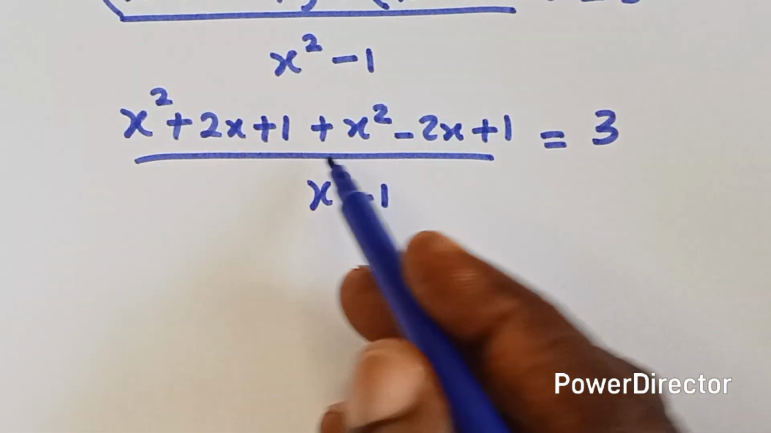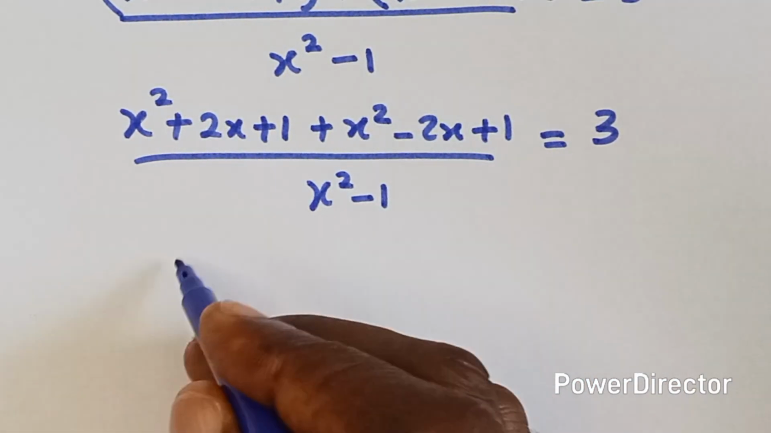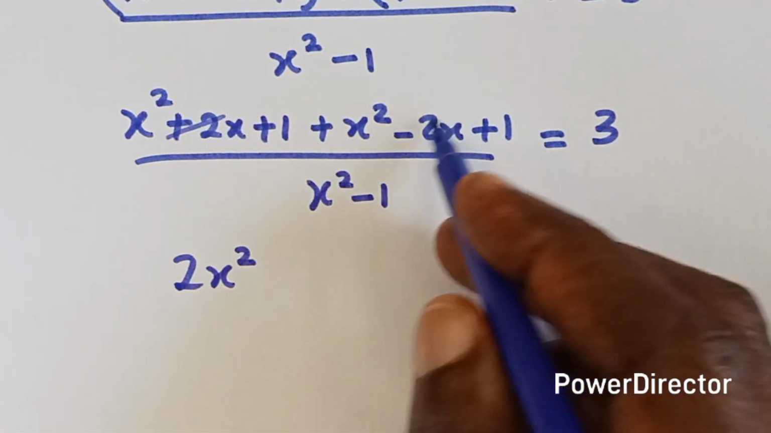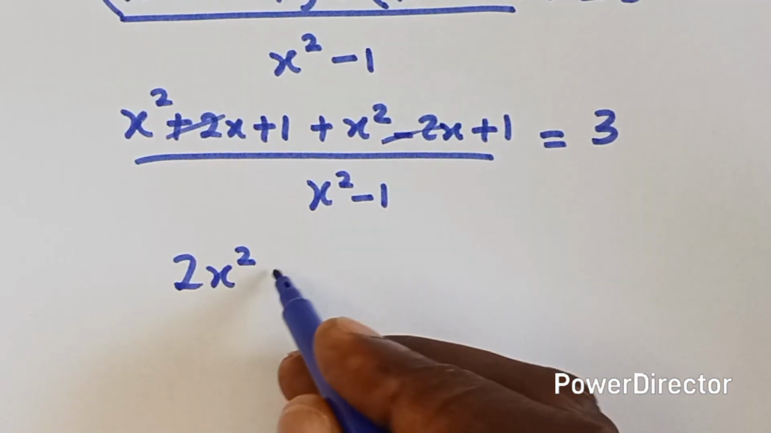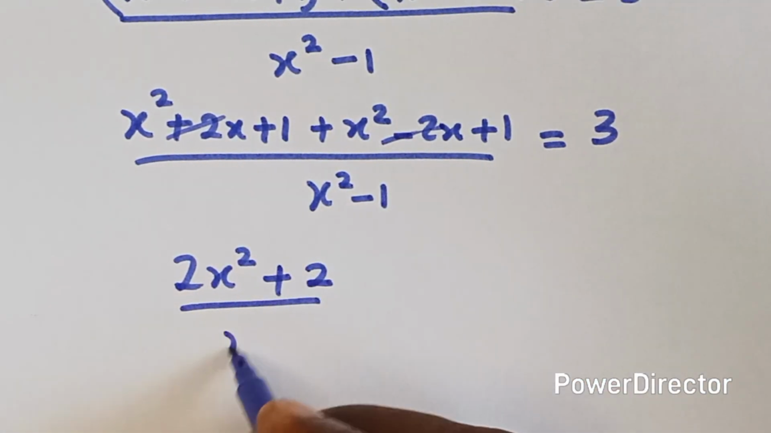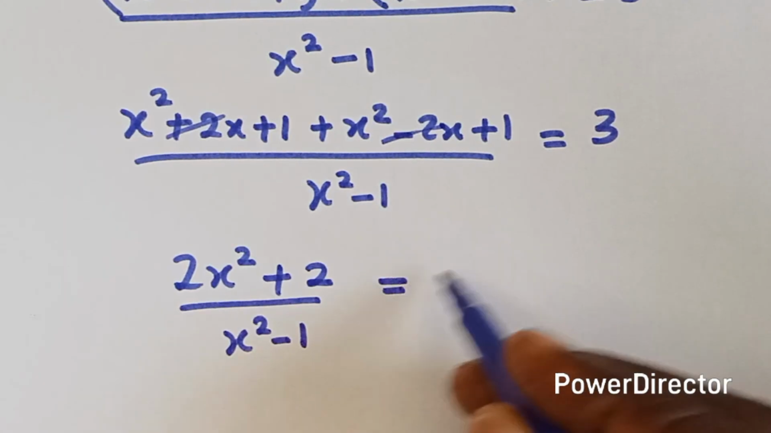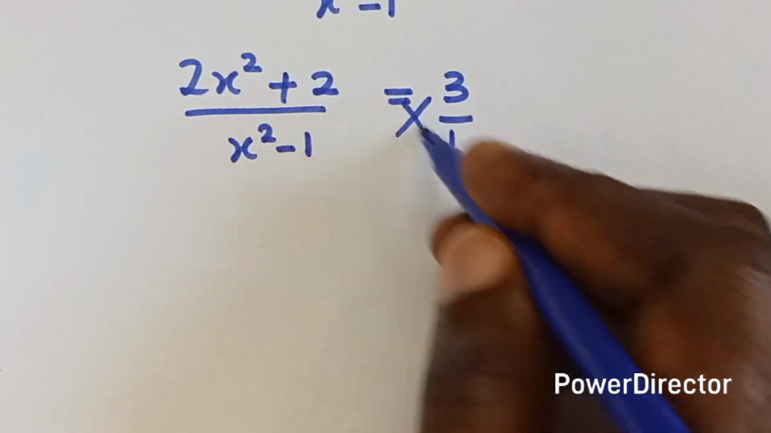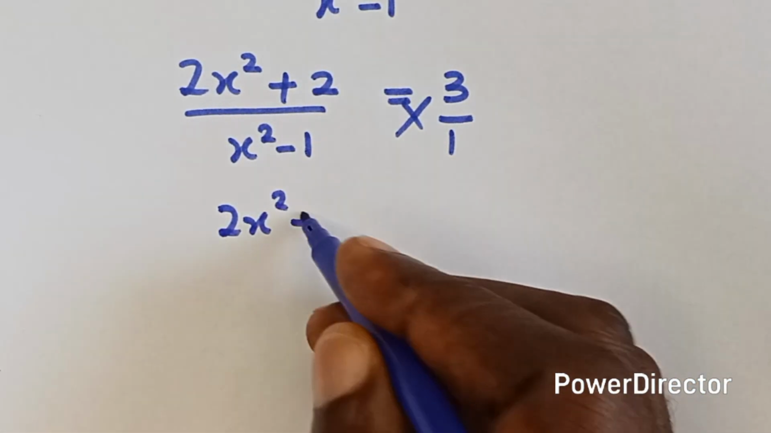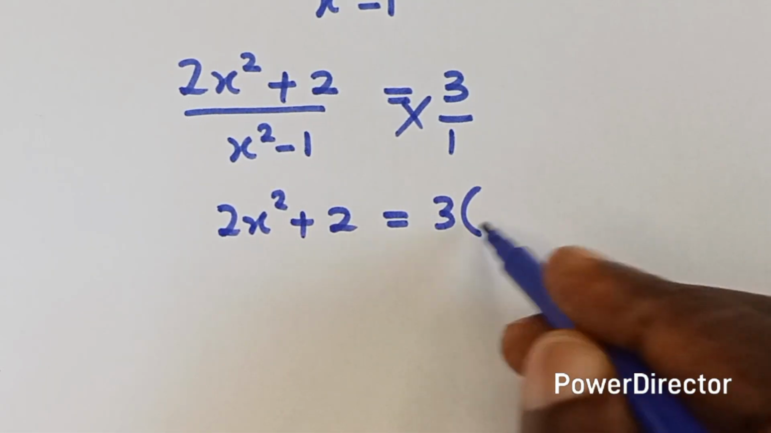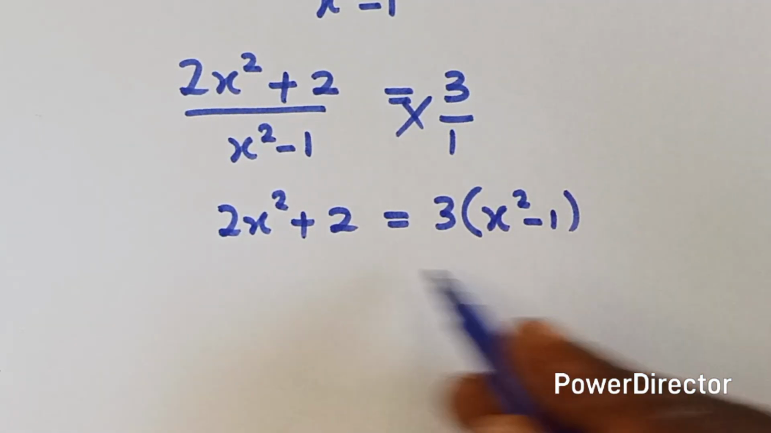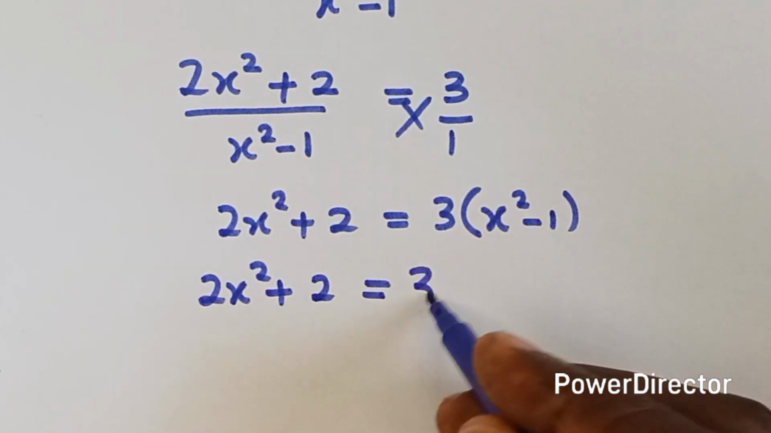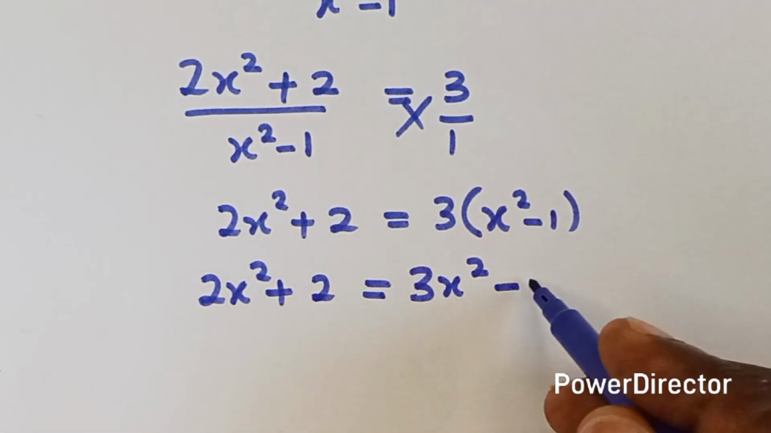Alright, so let's collect like terms. We have x squared and x squared, which gives us 2x squared, plus 2x minus 2x gives us 0, so it means these cancel out. Plus 1 plus 1 gives us plus 2, over x squared minus 1 equals 3. Now we can cross multiply. So we have 2x squared plus 2 equals 3 multiplying (x squared minus 1), and then here we have 3x squared minus 3.